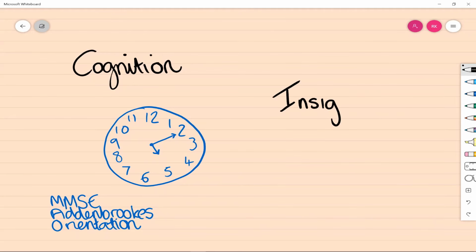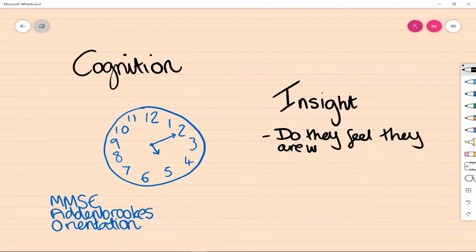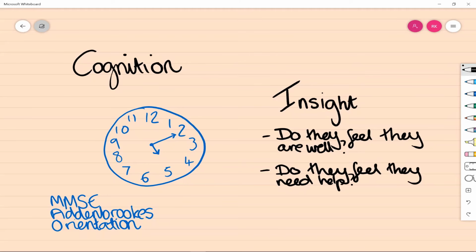So do they know where they are, when they are? Can they tell you roughly what time it is? Those kind of things. And then insight fits into that a little bit as well. Do they know what is happening with their mental health? Do they feel like they are unwell? Do they feel like they need treatment? Where is their understanding?